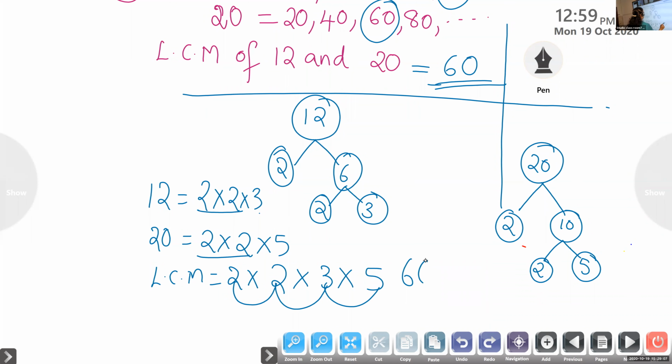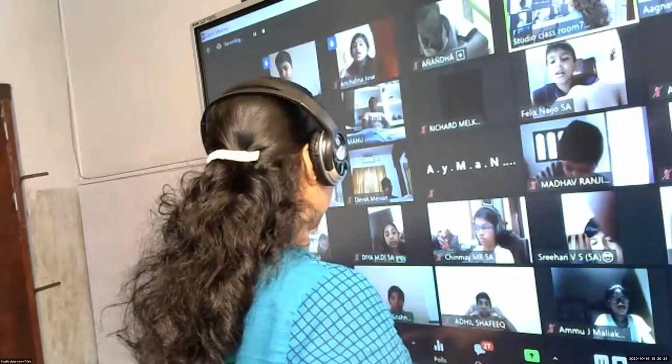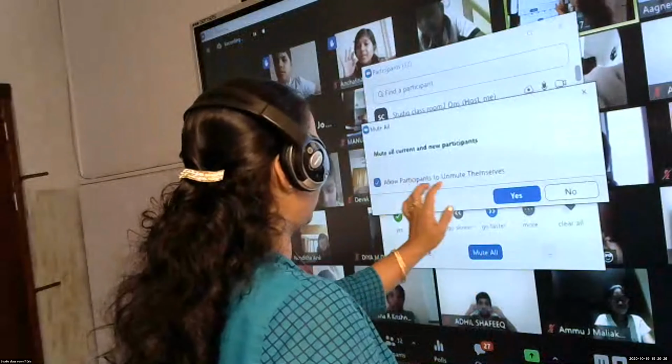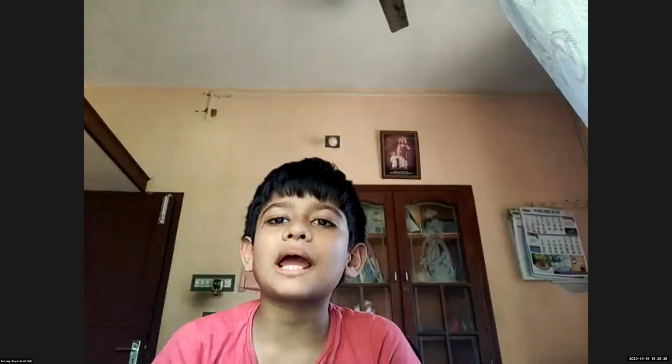So, children, if you have any doubt, you can use the prime factorization method, and if you want to check, you can use the other method also. Which one do you find easy? Can you tell me? Okay. All of you please mute.